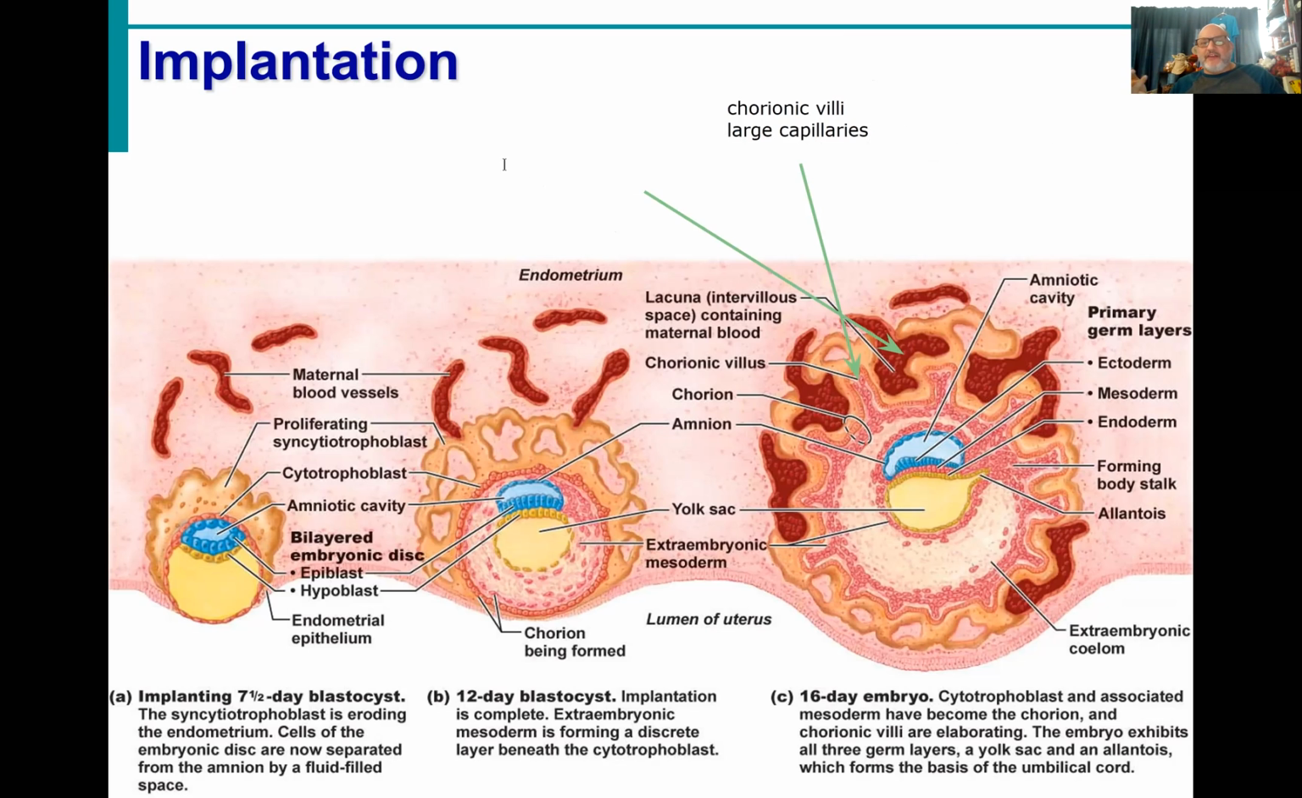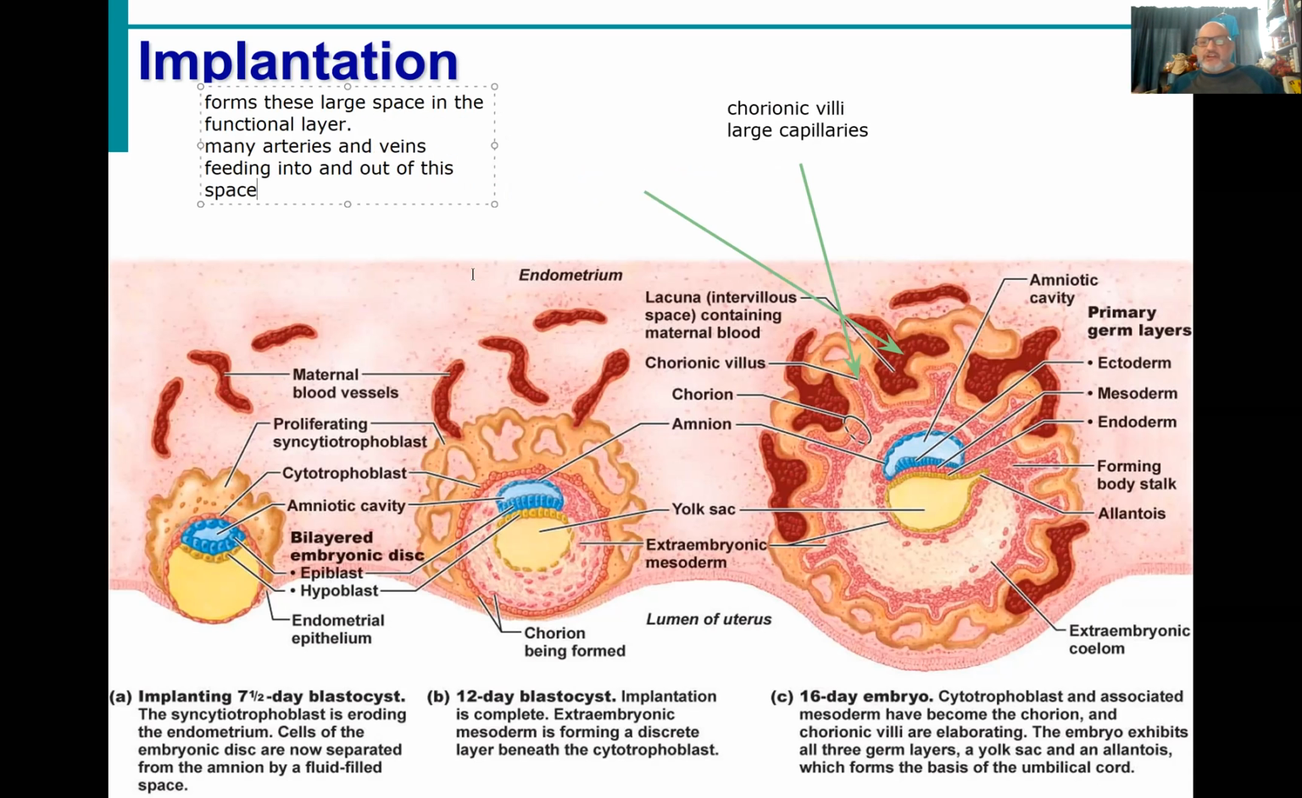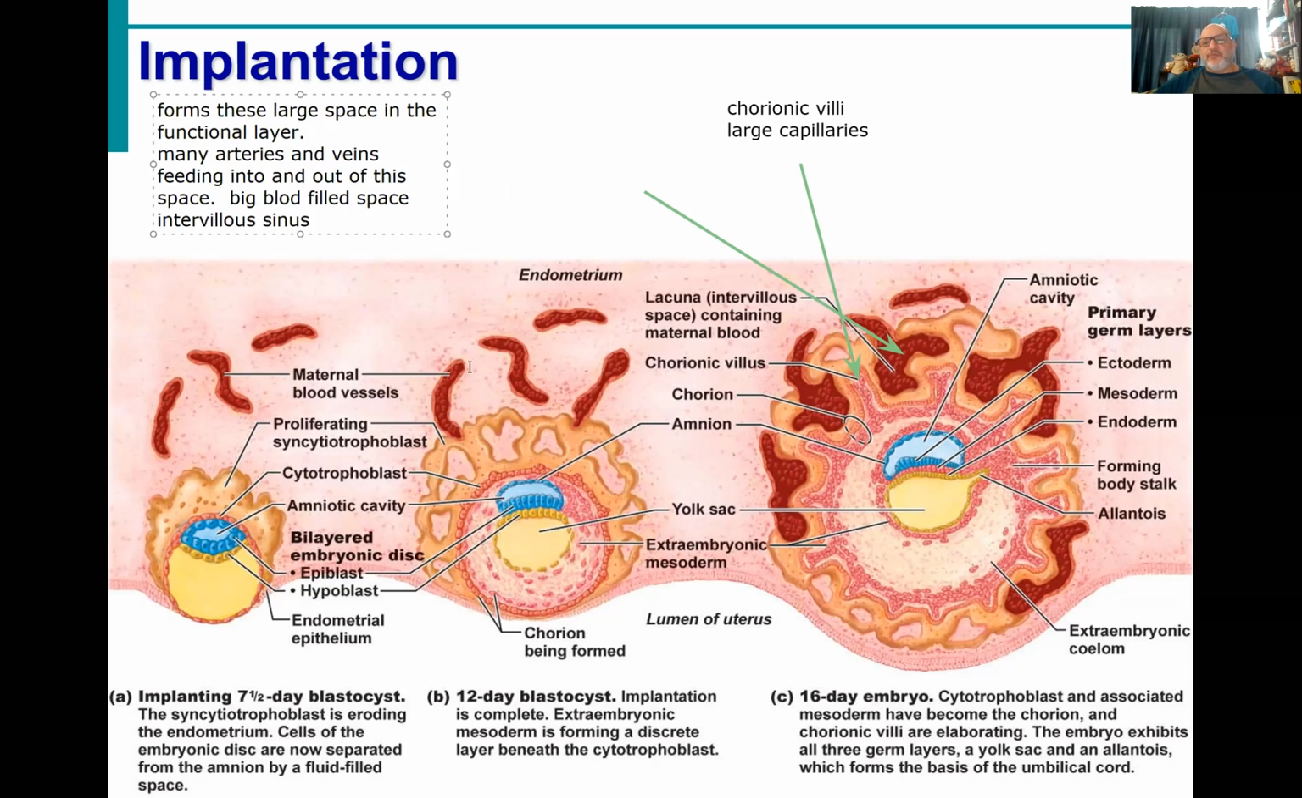The other thing that the syncytial trophoblast does is it forms these large spaces in the functional layer. And as we know, the functional layer is very well vascularized, so there are going to be many blood vessels, many arteries and veins, feeding into and out of this space. And so basically what ends up happening is it becomes this big, huge blood-filled space. And this blood-filled space basically becomes the intervillous sinus, or the intervillous space. This is the beginning of the formation of the placenta.